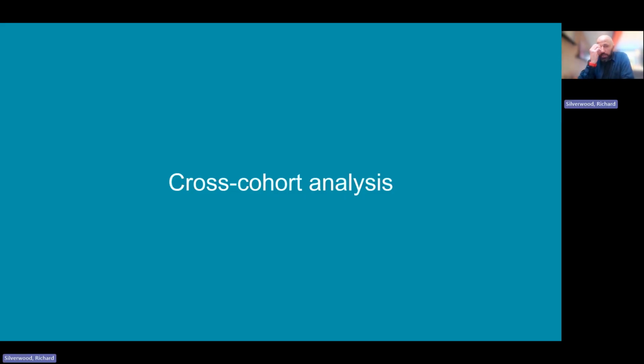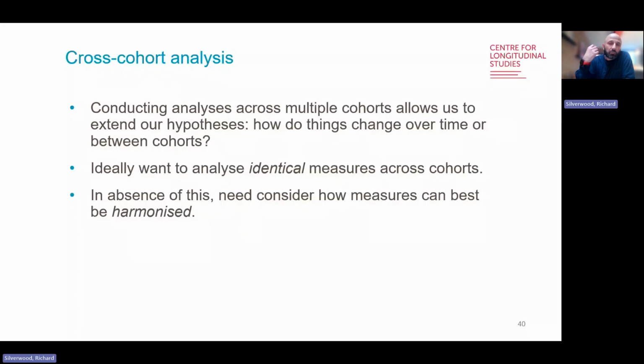The final thing that I wanted to look at is the potential for cross-cohort analysis. So this has already been mentioned a bit as well. Within these birth cohorts that we have, because they're very narrowly defined in terms of when individuals were born, we can address some very interesting hypotheses about what's happening with age, what's happening with time. But if we can combine information across multiple cohorts, then we can extend the analyses that we can do, extend the hypotheses that we can address. Then we can start to think about how things change over time or between cohorts.